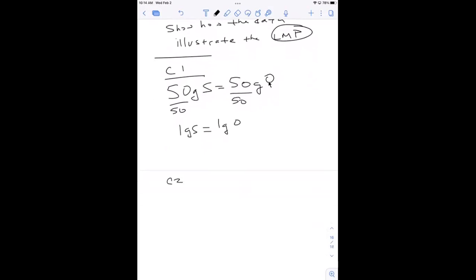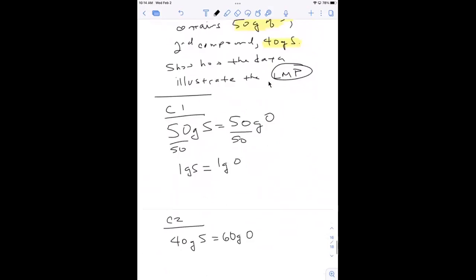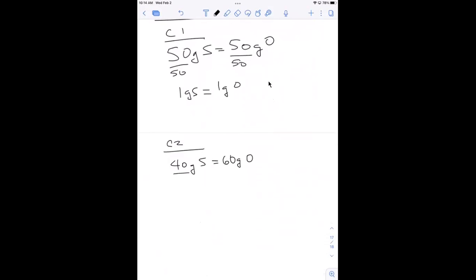And so let's do the other side. Let's do compound 2. It says we have 40 grams of sulfur. And that would mean we have 60 grams of oxygen, because again, it has to add. The problem told us that we have 100 grams of each sample. So that's 40 grams of sulfur, 60 grams of oxygen. If I divide by 40, this is 1 gram sulfur equals 1.5 grams oxygen. All right. So now we have our ratios that we can compare, right? And since sulfur is 1 gram in both, we'll compare oxygen. So this is going to be 1 gram and this is going to be 1.5. So let's make that into a ratio.